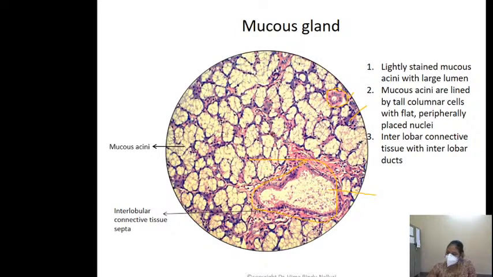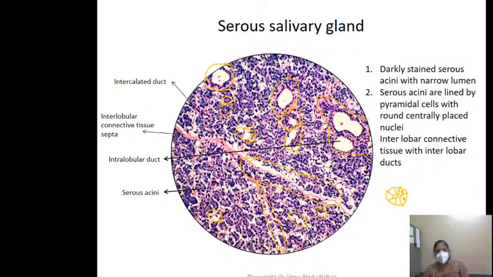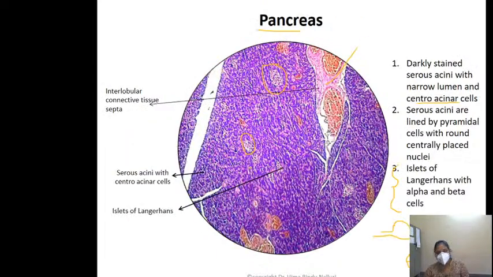Only thing, when you see the slide of the serous gland, you need to differentiate it from the pancreas. So how can you differentiate it from the pancreas? In the pancreas, the serous acini, you don't see the lumen. Even in the lumen you see the centroacinar cells and you see the islets of Langerhans. But for the serous salivary gland, you see the ducts, intralobular ducts, interlobular ducts. This is an interlobular connective tissue septum, and numerous connective tissue here. But for the pancreas, we don't see much connective tissue, and you see the islets of Langerhans.